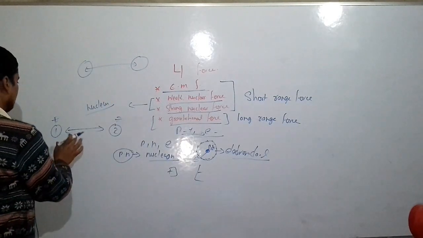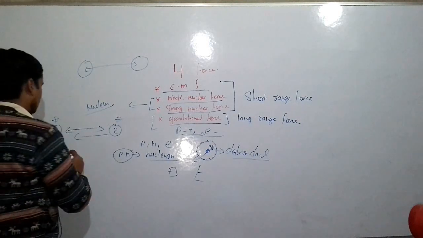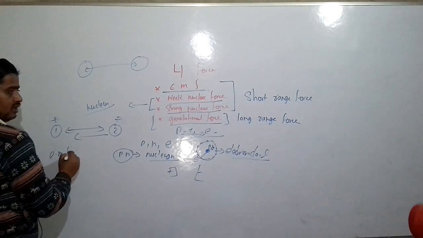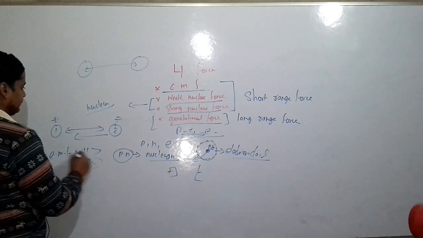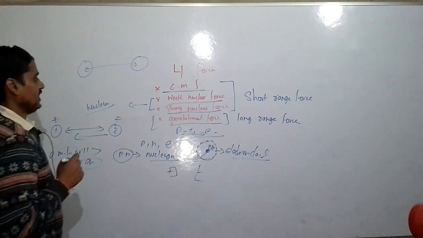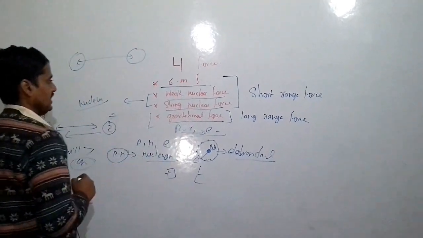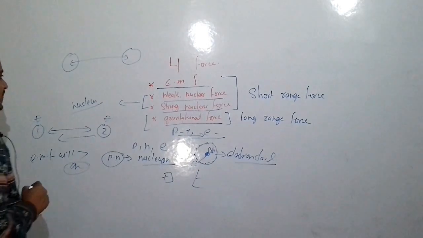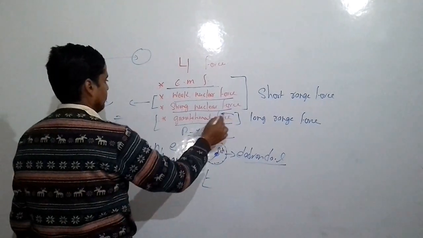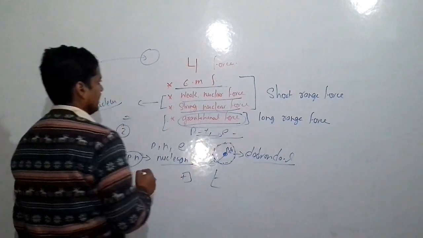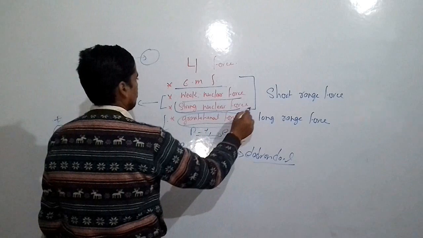If the distance between object 1 and 2 is short, then the electromagnetic force will overcome the gravitational force, because the strength of electromagnetic force is much larger than gravitational force. That's why, out of all these forces, gravitational force is the weakest force, and the very strong force is the strong nuclear force.